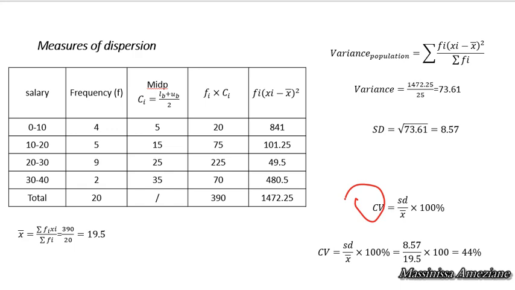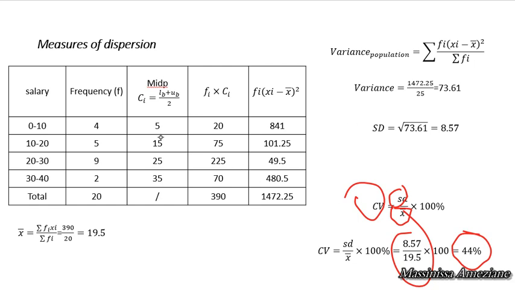So CV is the standard deviation compared to the mean. Standard deviation divided by the mean, and we multiply it by 100 to get a percentage. For our case here, it is 8.57 divided by 90.5 times 100, and this gives 44% as a coefficient of variation. So that's it for the measures of dispersion.